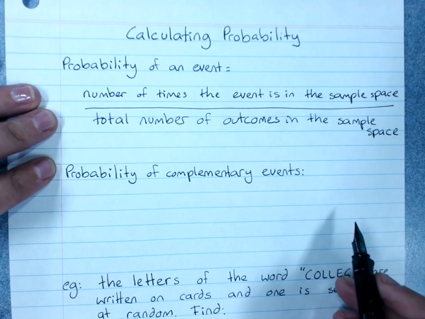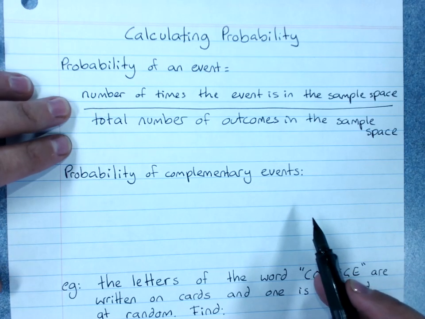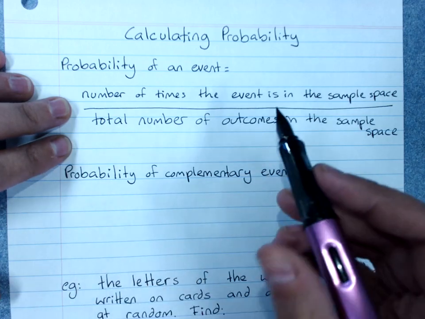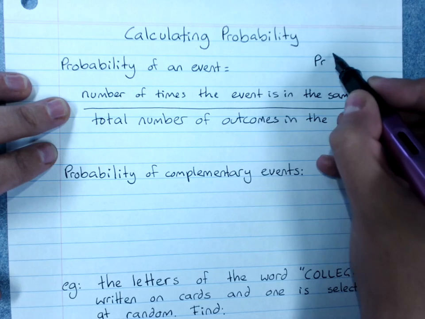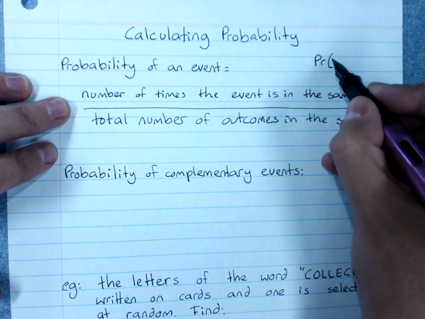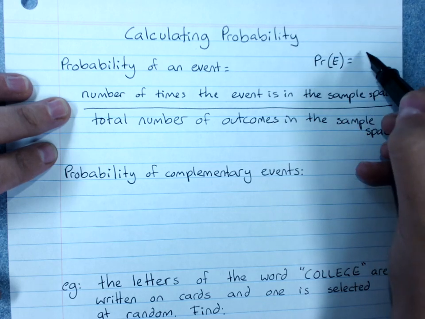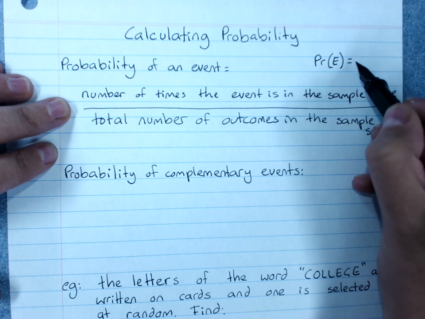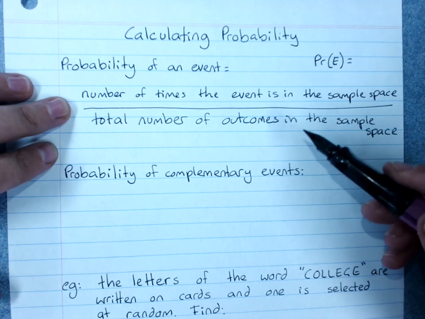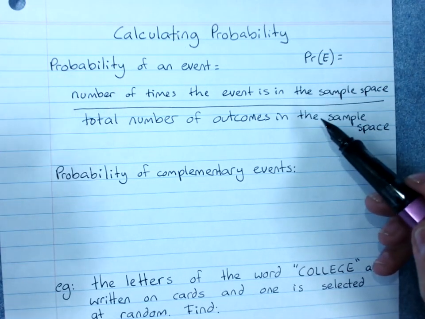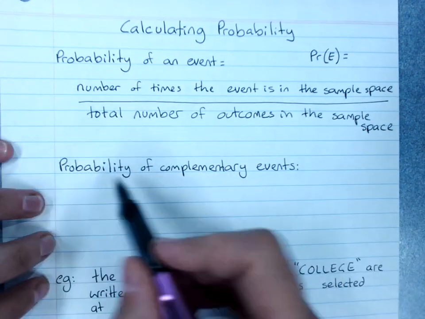Now that may seem confusing, and you obviously don't need to write this out as a formula when you find the probability. All you need to write out when you're going to find the probability of an event is P(E), or some abbreviation for the event that we're looking for. And then you'll write the number of times the event is in the sample space over the total number of outcomes in the sample space. So when we do an example with this, we'll look at what this means. In fact, we'll do this bit first.